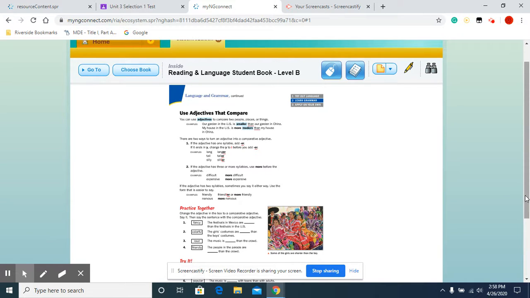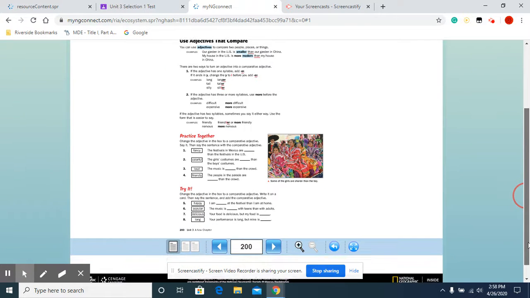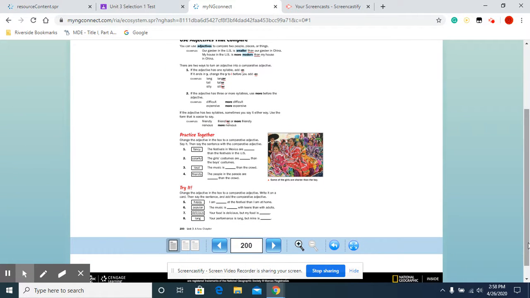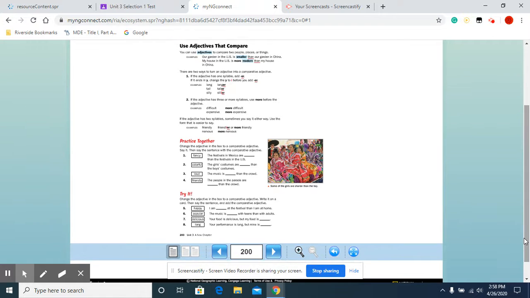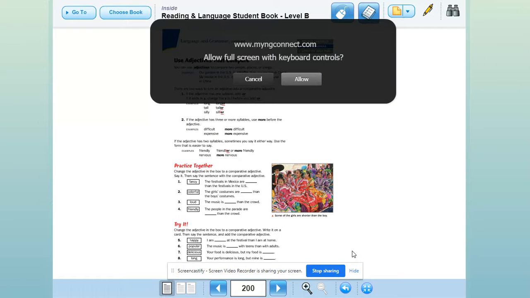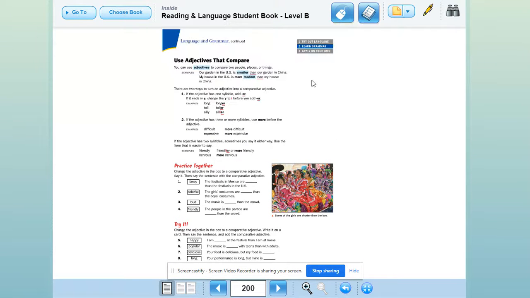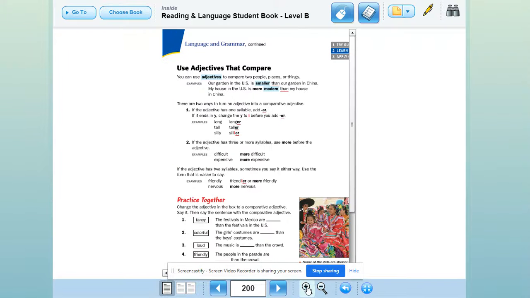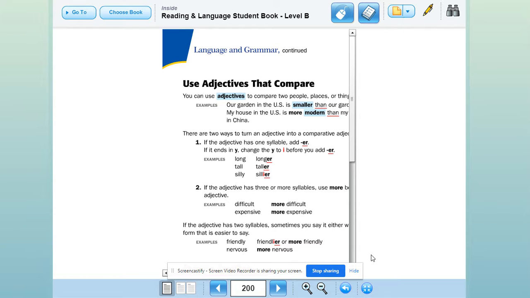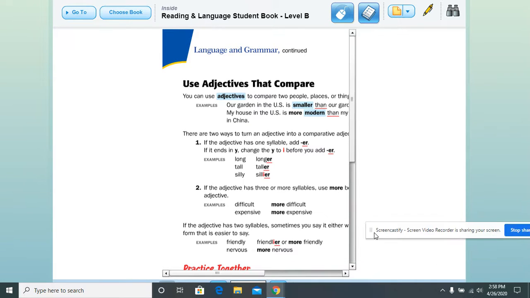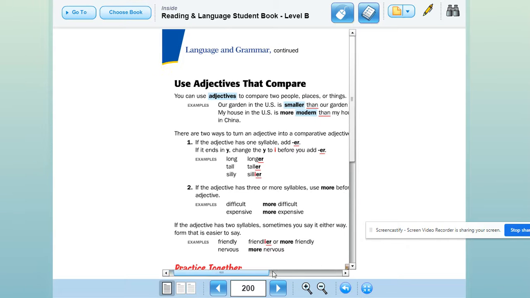So please grab your reading book. I want you to go to page 200 of your reading book, and I want you to follow along with me while I explain adjectives. It's too small to see on my screen, so if you could use your book, that would be so much better. So I'm going to zoom a little. Hopefully you can see it better. And then I'm going to explain adjectives that compare.